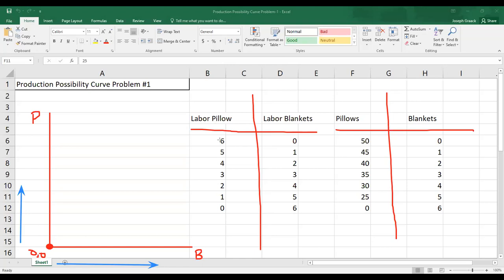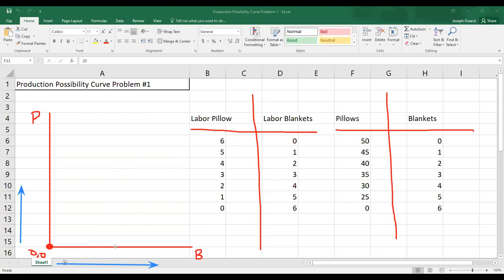The first commercials that you saw of him a couple years ago, all he did was talk about his pillows. Then it was buy 2 pillows for 99 bucks, right? So when he starts out, he's got 6 employees. All they're doing is making pillows. So we've got 0 employees making blankets, and we make 50 pillows a day.